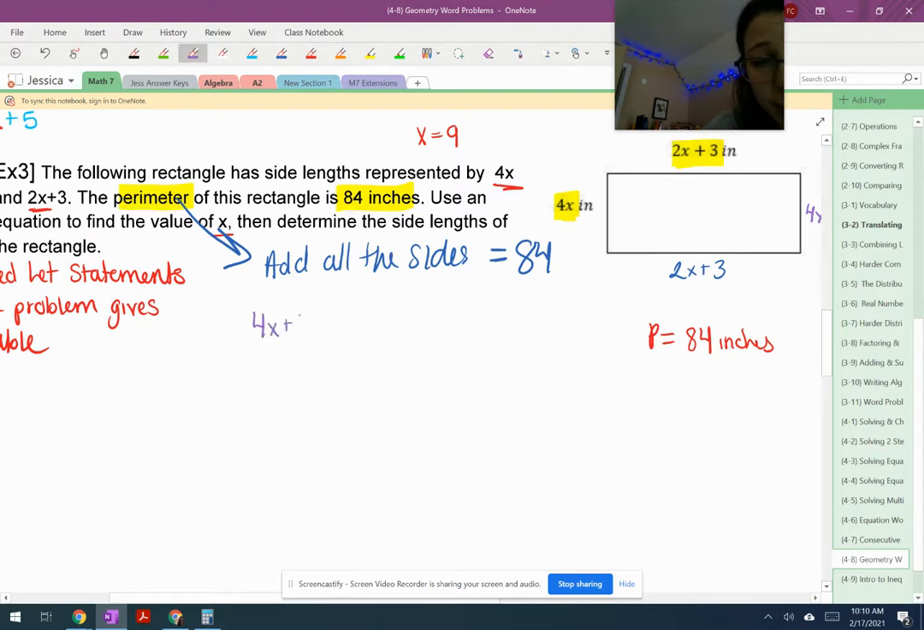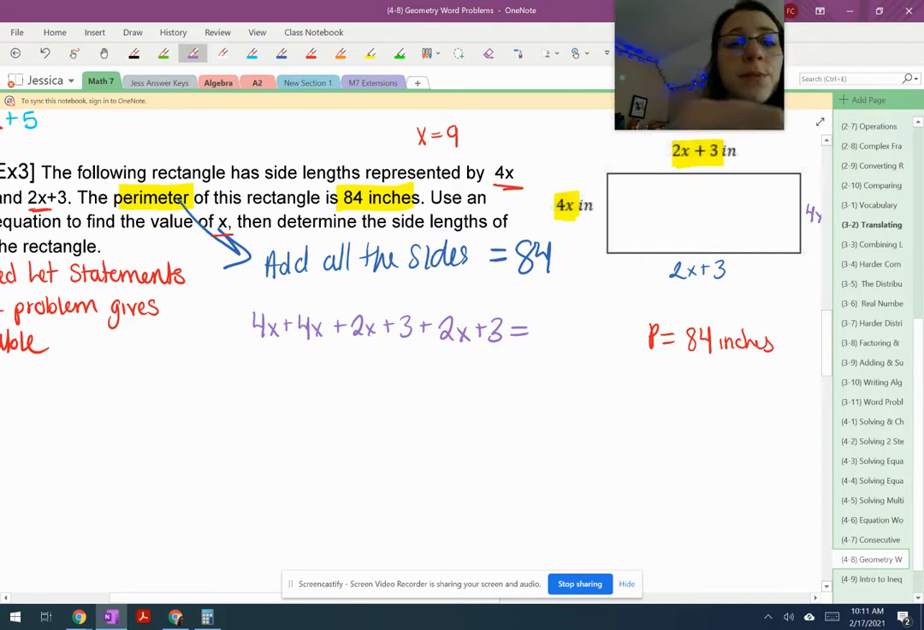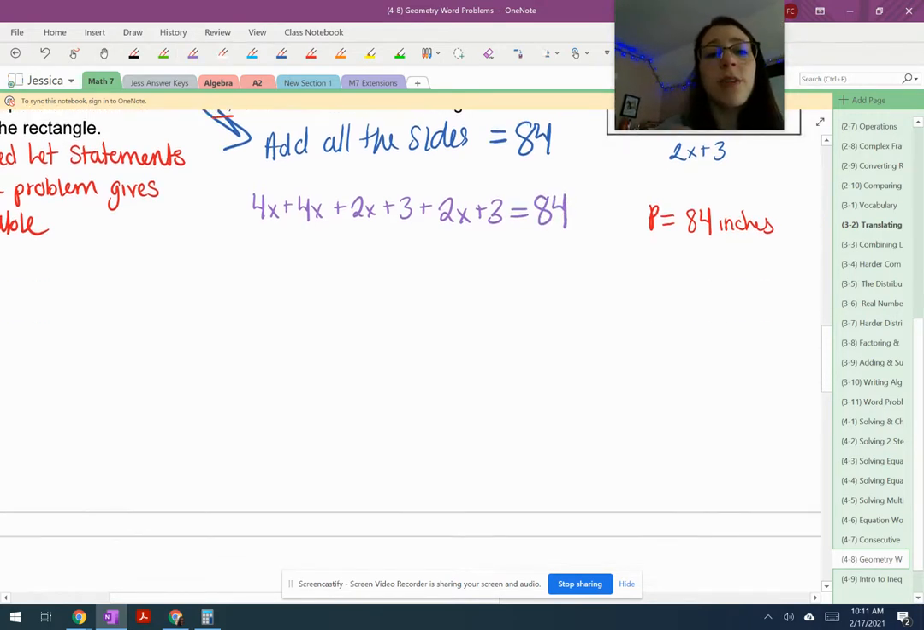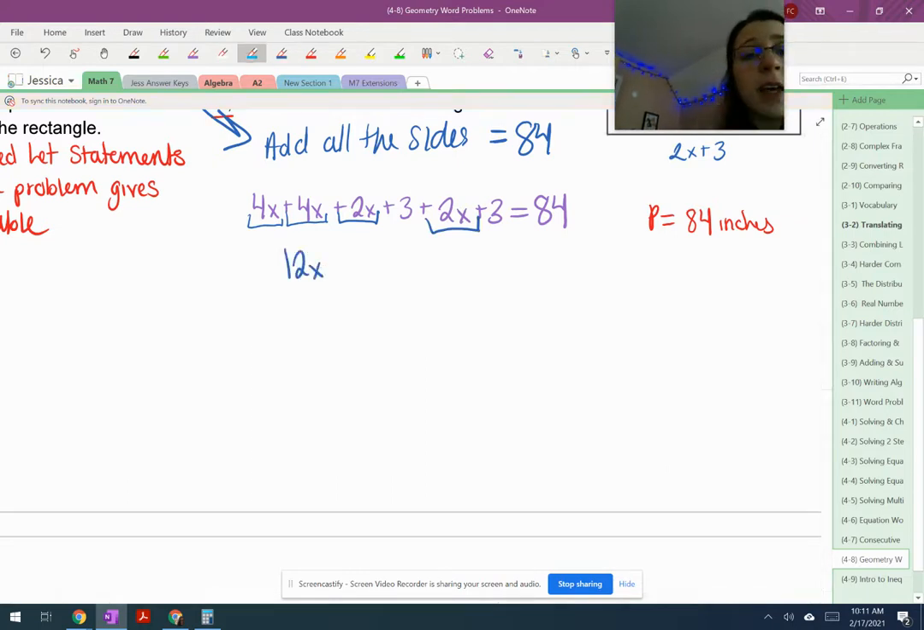So we have 4x plus 4x plus 2x plus 3 plus 2x plus 3. Make sure you are adding both the length and the width twice because there's 2 lengths and 2 widths. And that's equal to that 84. So just like in our previous ones, combine like terms to simplify your equation here. 4x plus 4x is 8x, plus another 2 is 10x, plus another 2 is 12x. And 3 plus 3 is plus 6.